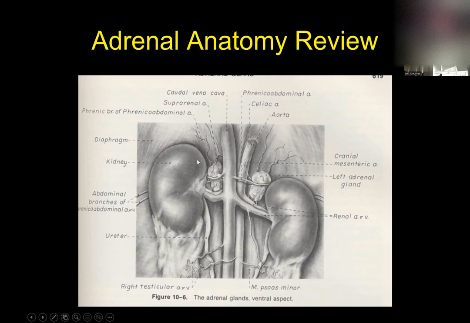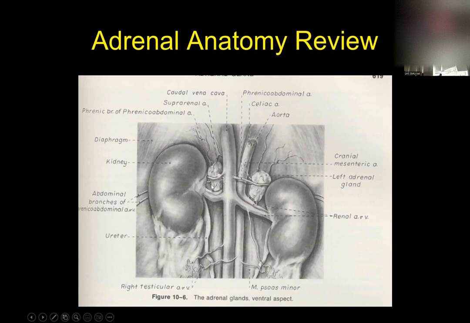On either side of the kidneys is where the adrenals live. This is where the right adrenal would live, and if I had to draw it, I would draw it a little bit differently than this. This is where the left adrenal gland lives. Typically, the adrenal glands in most dogs live adjacent to the cranial pole of each kidney, just medial to the cranial pole of each kidney.